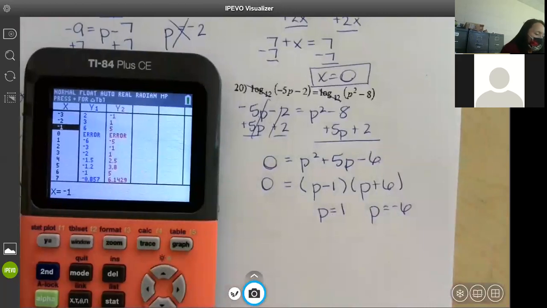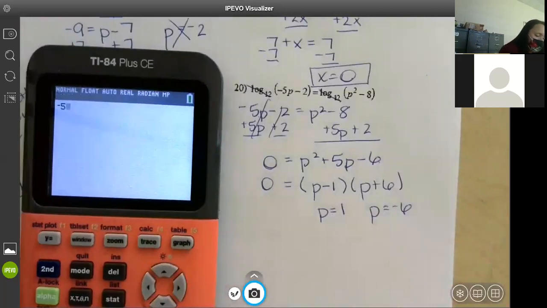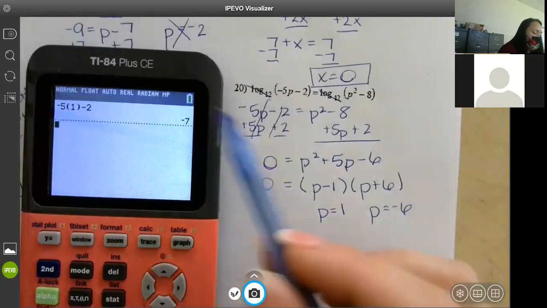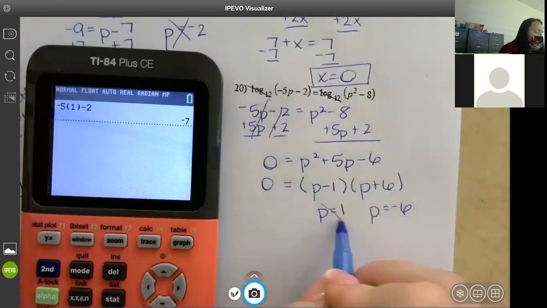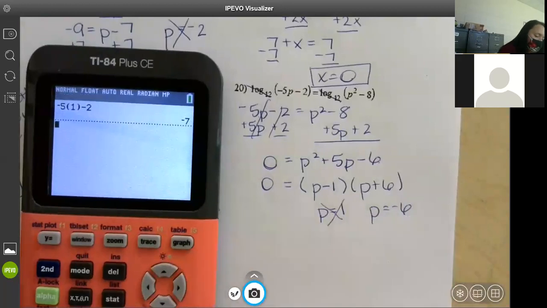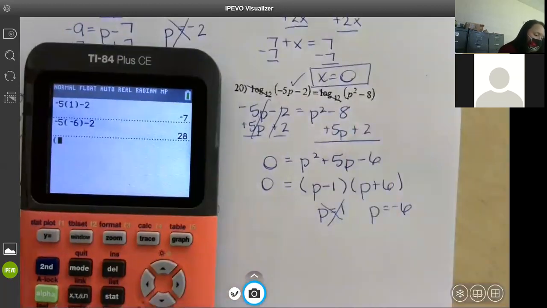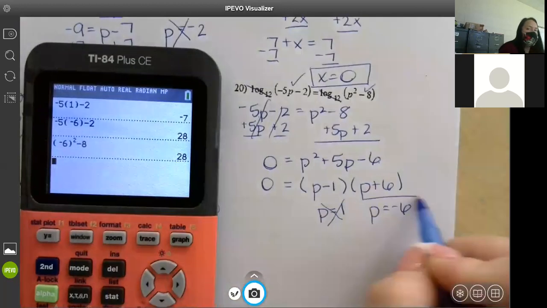And then check to make sure that they work. So negative 5 times 1 minus 2. What happened right there? It gave me a negative. And you guys can check it out if you want to put all that in your calculator. But this one is not going to work. If we look at the next one, negative 5 times negative 6 minus 2. That did work. Check your other set of parentheses. Make sure you put the negative 6 in parentheses. Negative 6 squared minus 8 also worked. So the only solution you have to this one is negative 6.